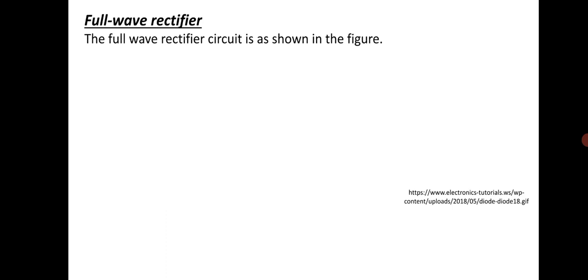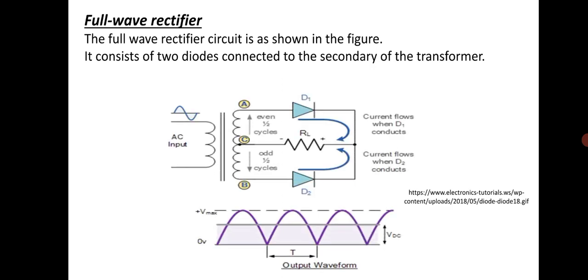The full wave rectifier circuit is shown in the diagram below. Here it consists of two diodes, diode D1 and diode D2. You can see the circuit diagram is a little bit modified. Here both the diodes are in turn connected to the load resistance RL, which in turn is connected to the central tapping of the secondary at the point C.